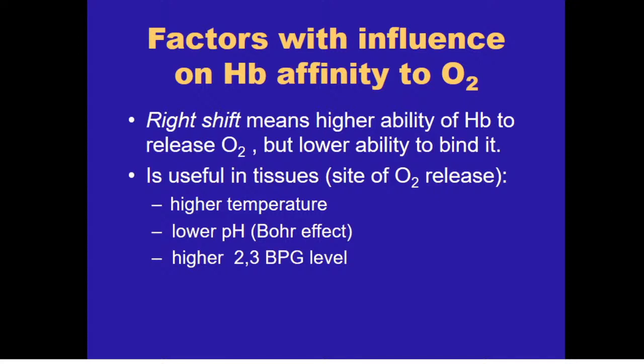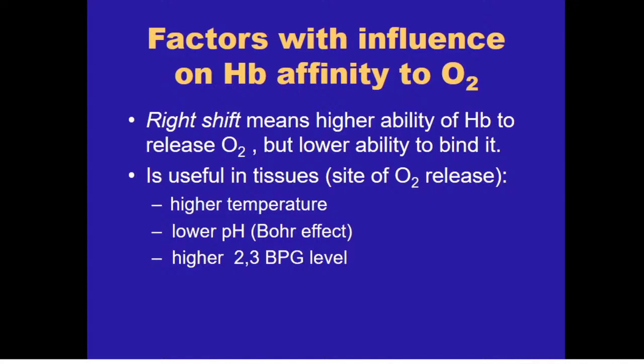So let's now write the factors which influence the affinity of hemoglobin to oxygen. Here I'm explaining that a right shift means a high ability to release, but a low ability to bind. So this process, release and bind, is also a reversible process. And in tissues, the site where oxygen is released, what can influence? We did not discuss this yet, right?